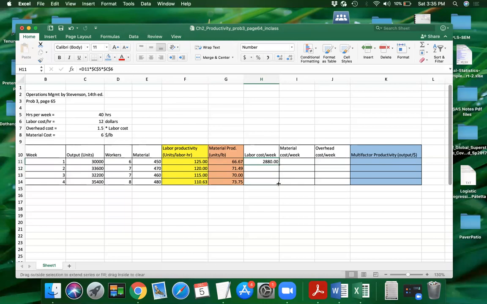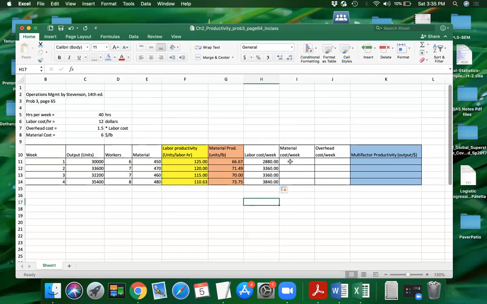So if you drag it down, since we fixed this one, that's the reason we have to fix it again. So function F2, so you see that C5 and C6 are fixed. Okay, so they're fixed everywhere. If you go here, you're gonna see the C5 C6. They're not gonna change. So this is how you calculate the labor cost in terms of dollars per week.